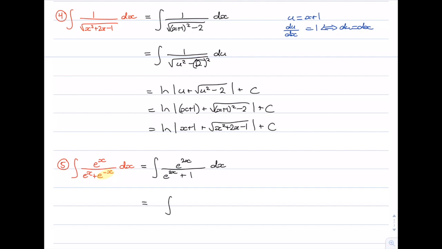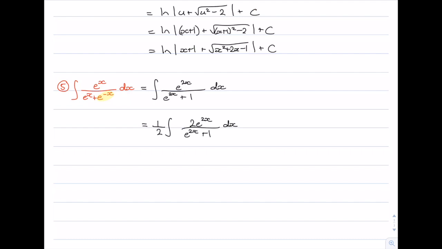So if I can go ahead and multiply by 2 on the top, I'll get exactly the derivative of the denominator. But of course, like we have seen before, we can't just multiply by a constant for no reason. We have to divide by that same constant. So that means that the net value stays the same. And then now we have an integral where it's a fraction with the denominator having its derivative on top. So that's just going to be log of the denominator, e to the 2x plus 1, plus a constant.